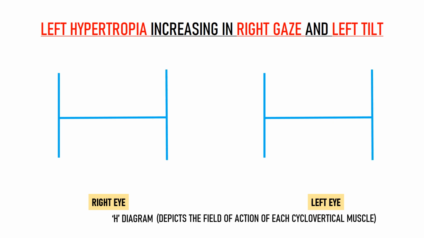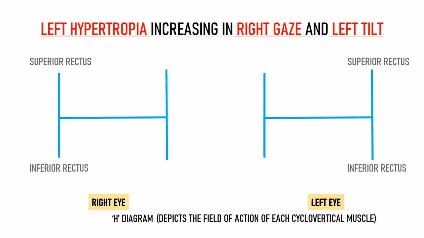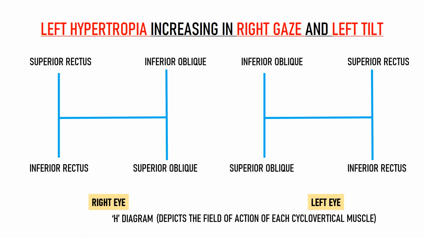So for each eye, in abduction, we have labeled the two recti because recti have purely vertical action in abduction. Superior rectus is an elevator in abduction and inferior rectus is a depressor in abduction. The obliques don't have any vertical action in abduction. In adduction, we have two obliques because obliques have purely vertical action in adduction. Inferior oblique causes elevation in adduction and superior oblique causes depression in adduction.